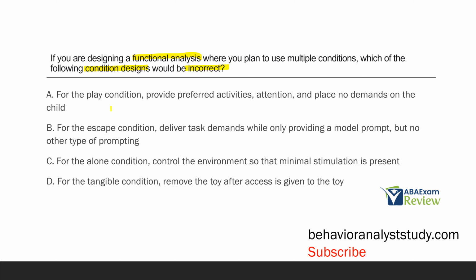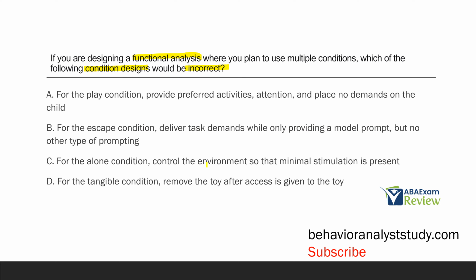A is correct. B, for the escape condition, deliver task demands while only providing a model prompt, but no other type of prompting. What's the issue with B? Well, it's the idea that we're only providing a model prompt. For the escape condition, your prompting should go in tiers. You should provide different types of prompts throughout the condition. So B isn't fully correct.